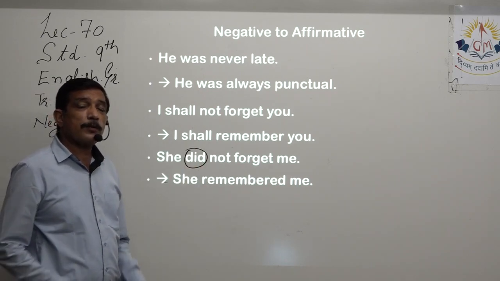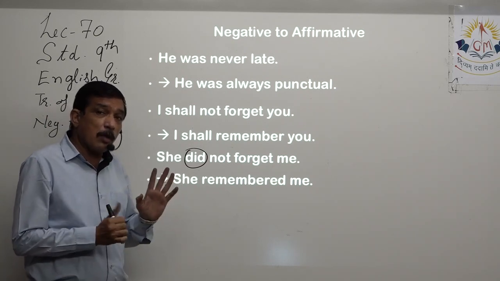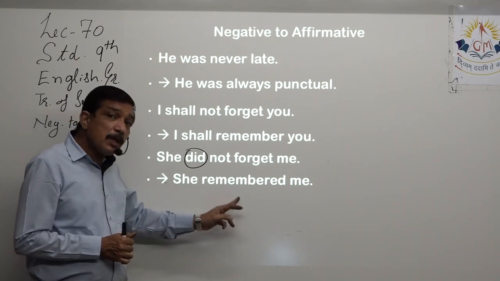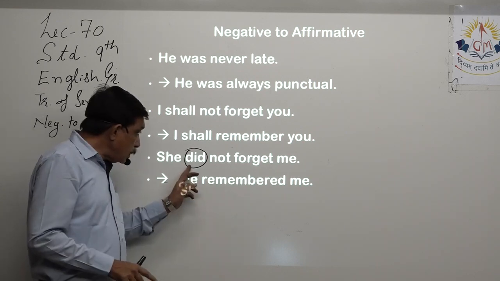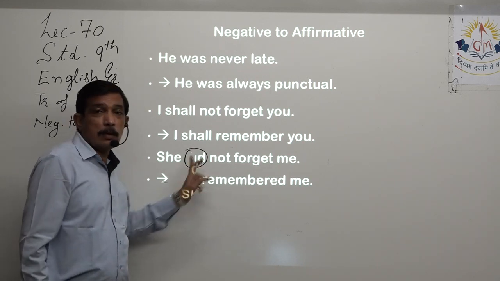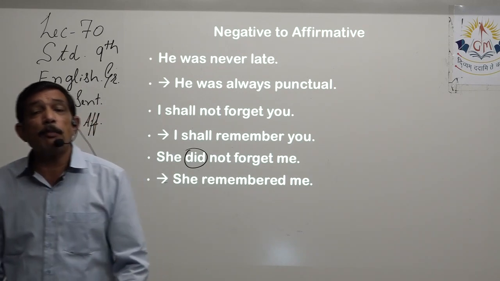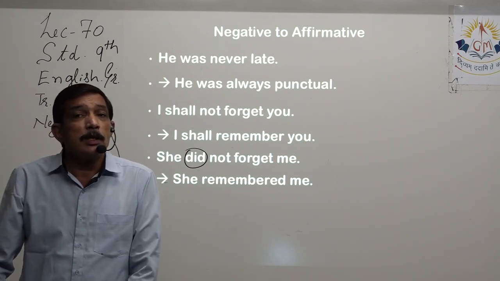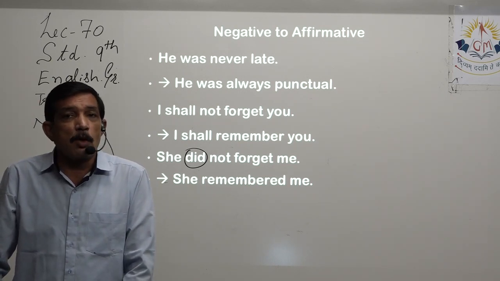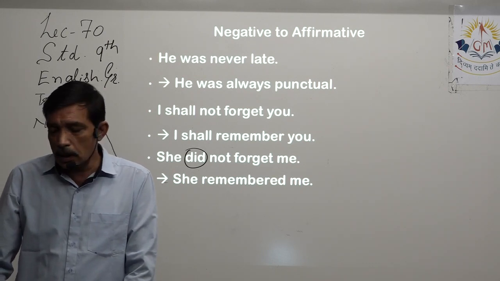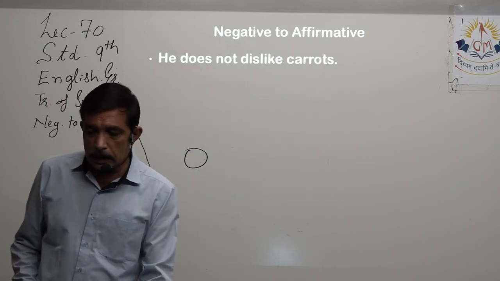Did is the past tense of do form. So whenever we are changing, we have to keep the grammar also intact. So "she remembers me": if you write that answer, you will get a 0. Did, remembered. That did over here gets converted into the past tense of remember, that is remembered me. She did not forget me, she remembered me. "She remembers me" is wrong. Remembers me means present tense. So see that you do not change the tense or the grammar of the sentence.